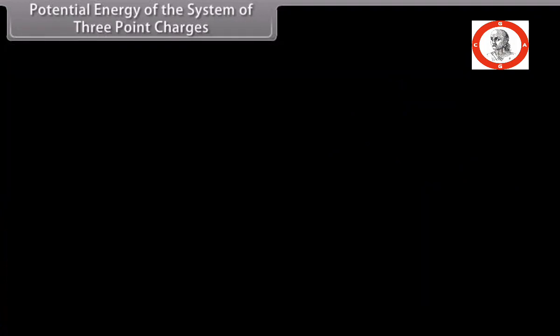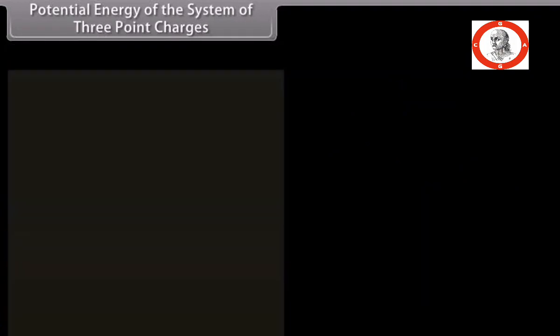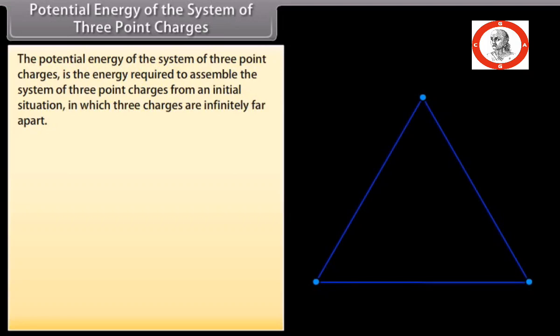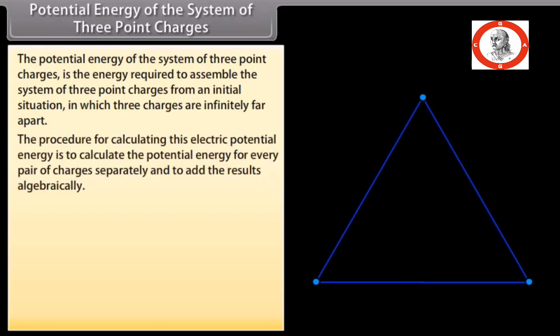Potential energy of the system of 3-point charges. The potential energy of the system of 3-point charges is the energy required to assemble the system of 3-point charges from an initial situation in which 3 charges are infinitely far apart. The procedure for calculating this electric potential energy is to calculate the potential energy for every pair of charges separately and to add the results algebraically.